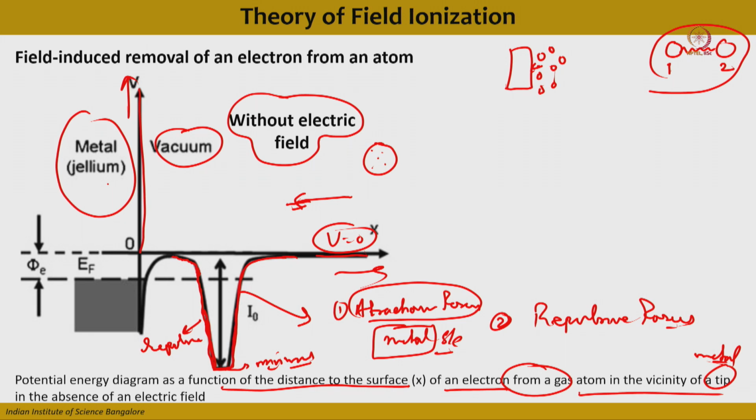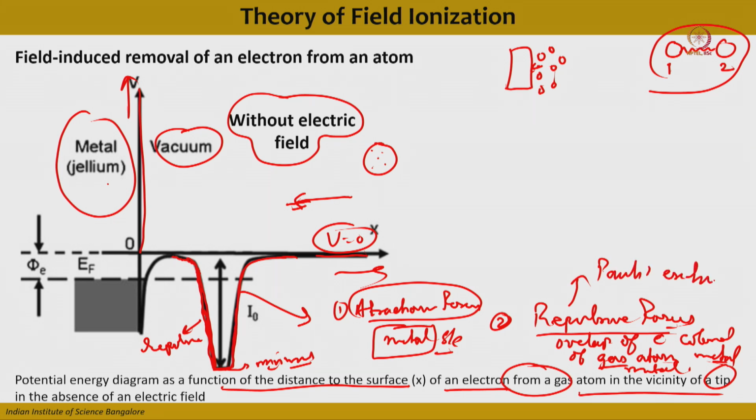This is due to the overlap of the electron cloud of the gas atom and the metal. Negative and negative charge, due to which there will be repulsive forces which increase the potential energy further. As it goes near to the surface, these repulsive forces increase significantly. This is directly what we call Pauli's exclusion principle. This is the basic thing: the potential energy change as the gas atom approaches the metal surface.